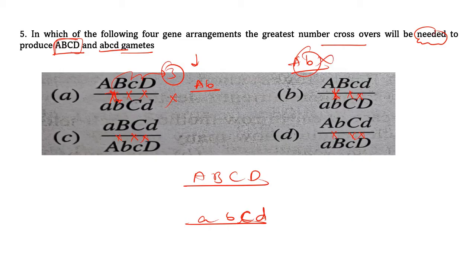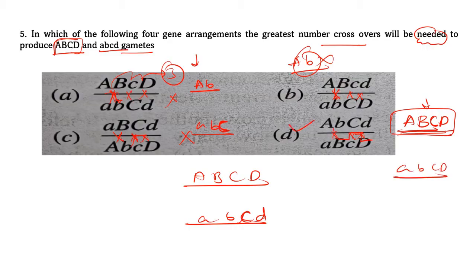The third one is small a with small b, and next it will be capital D. So this will also be wrong. Fourth one, just see: capital A with capital B, next again with capital C, next again with capital D. So we are getting all the capital letters in one strand and the small letters in the other strand. So this will be your answer. The greatest number of crossovers will be required in case of D, that is equal to 3. So 3 is the greatest number of crossovers here. If you do all 3 crossovers, we will get these gametes only in the fourth option.